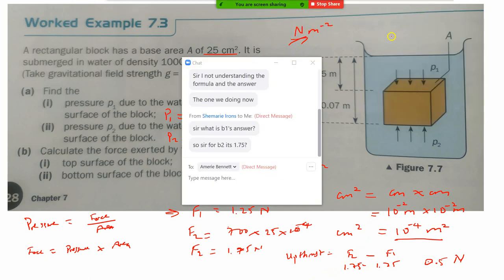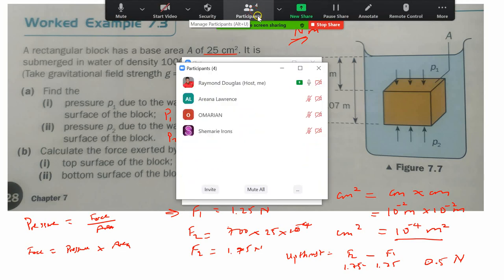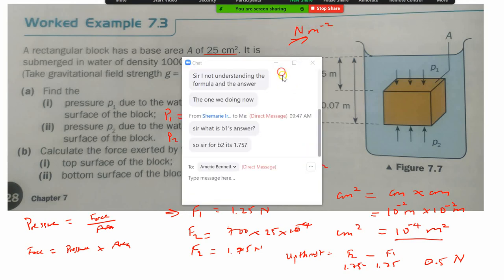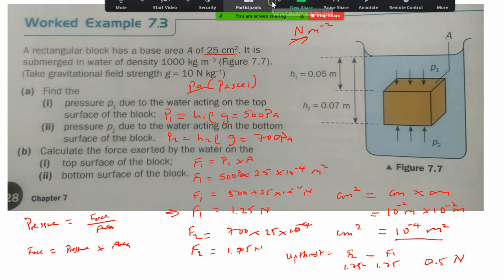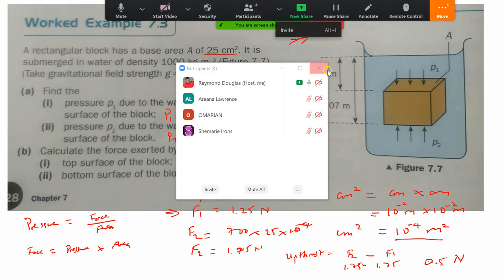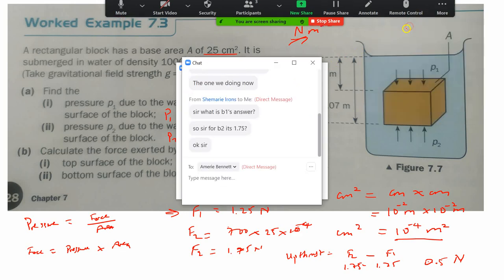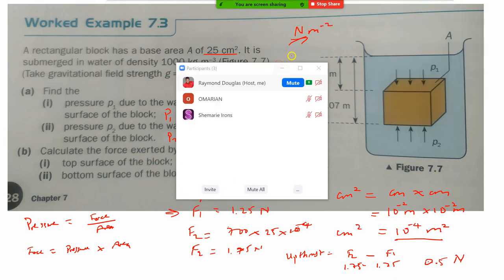Yeah, man, a little bit. Yeah, so sir, yeah, Shamari, yeah. B is 1.75. Yeah, man, all right, take care. Yes, Aaron. So that's the answer for B, for B2. All right. Yeah, man. Take care.